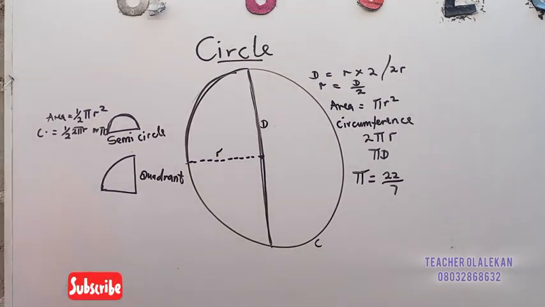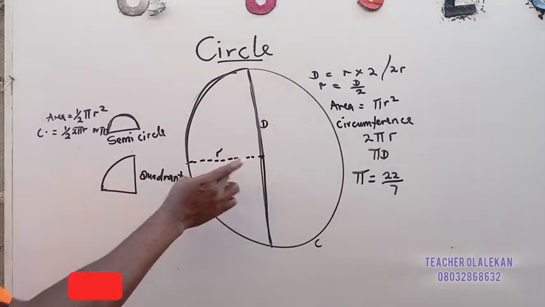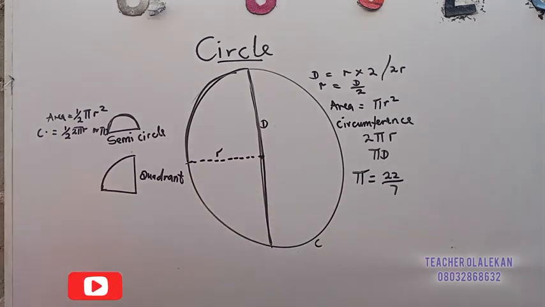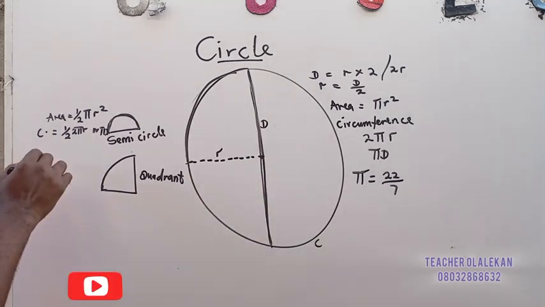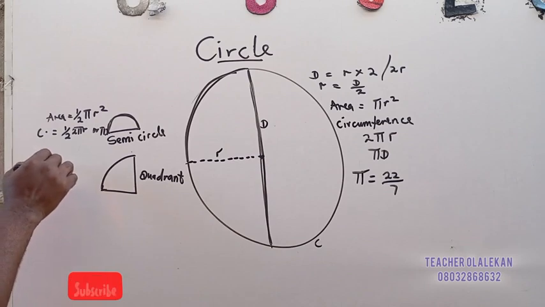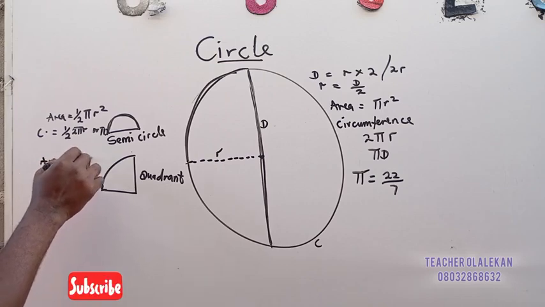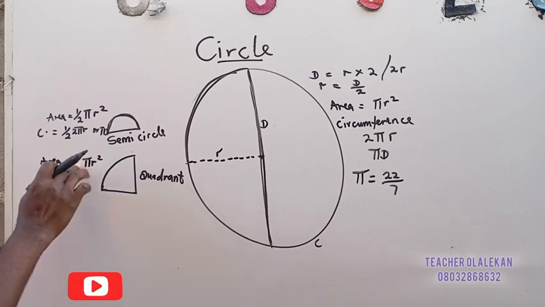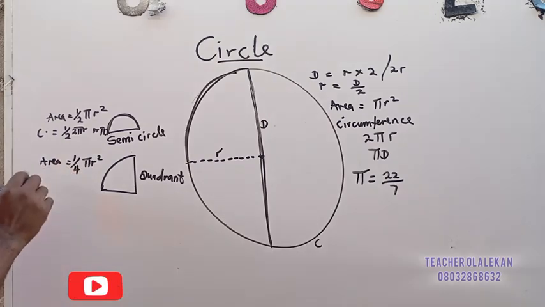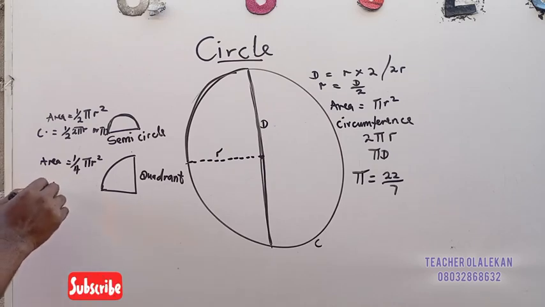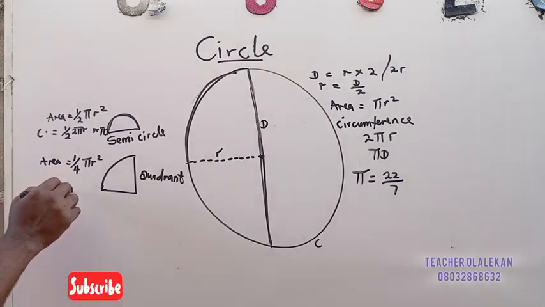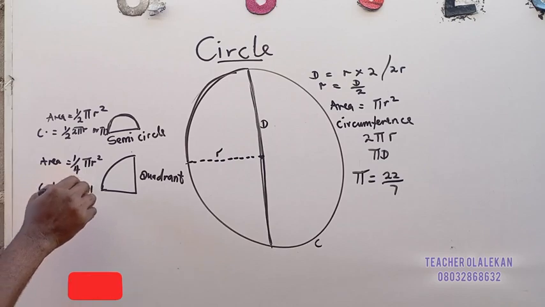For quadrant, a quadrant is a quarter of a circle, just like you can see it. That means the area will be quarter pi r squared, while the circumference will be quarter 2 pi r or pi d.